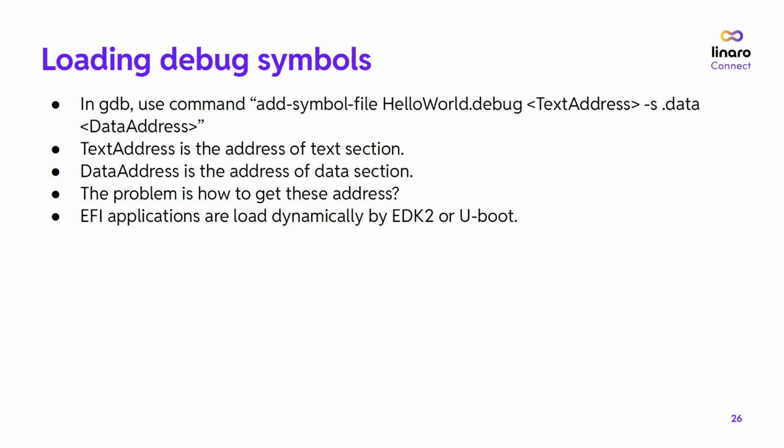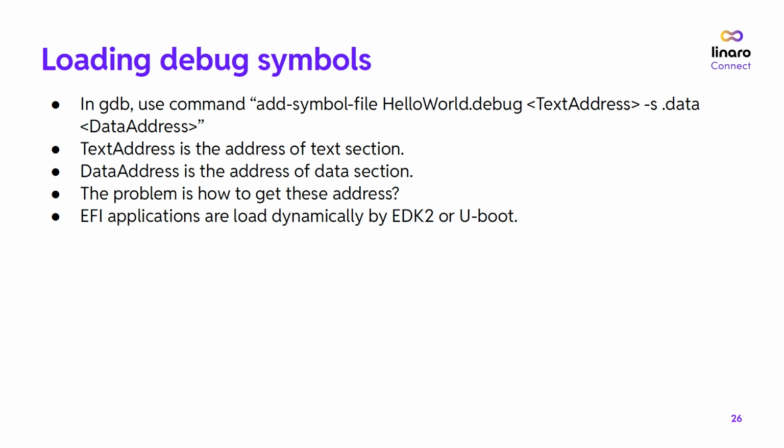So let's take an example. We have hello world.efi shipped together with the EDK2. If we want to debug that EFI, the first thing is we need to load the symbol files. But you know, the EFI application is loaded dynamically, so the address sometimes changes. You can see there are two parameters here: the text address and data address, which are the addresses of the text section and the data section, and they're dynamic. So the problem is how to get these addresses.